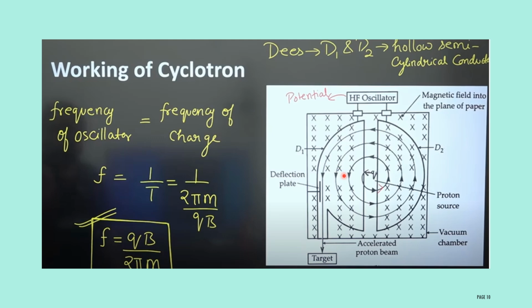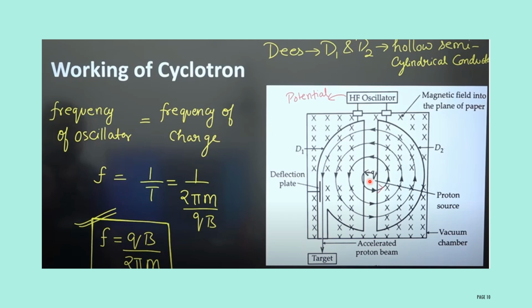Then here two important points you have to remember. When the proton enters inside the hollow semi-cylindrical conductor, then the electric field will be zero. Then it will experience only the magnetic field. Because of the magnetic field, it will change its direction. Let us study in detail.